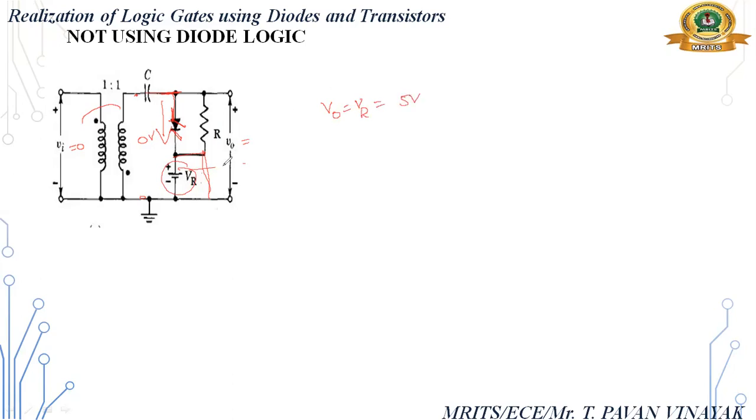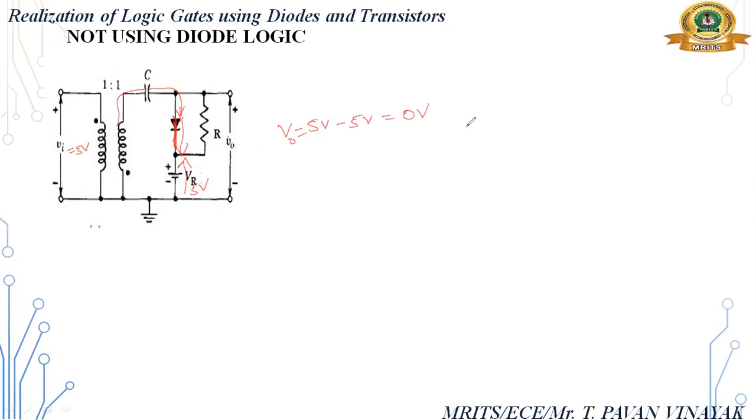Next, I am giving 5 volts here. What happened? This 5 volts comes here, diode will be closed. So 5 volts comes here. Here VR is in opposite direction, 5 volts. So 5 volts minus 5 volts. What happens? Output V out is equal to 0 volts.